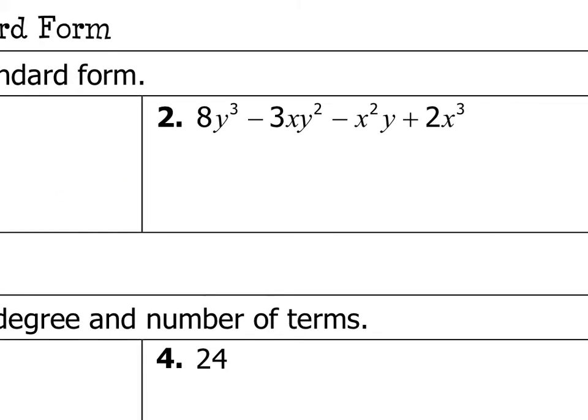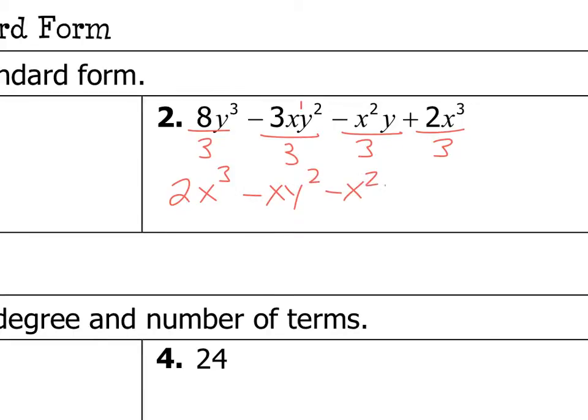If we look at this one, this monomial here has a degree of 3. This monomial, remember you have to add up all of the exponents, so this would be 1 plus 2, so this would also have a degree of 3. But because it has an x there, we'd probably put that before the 8y to the 3rd. This one also has a degree of 3, and this one also has a degree of 3. So I'm going to start with 2x to the 3rd, which has a degree of 3, minus xy squared, minus x squared y, and then plus 8y to the 3rd.